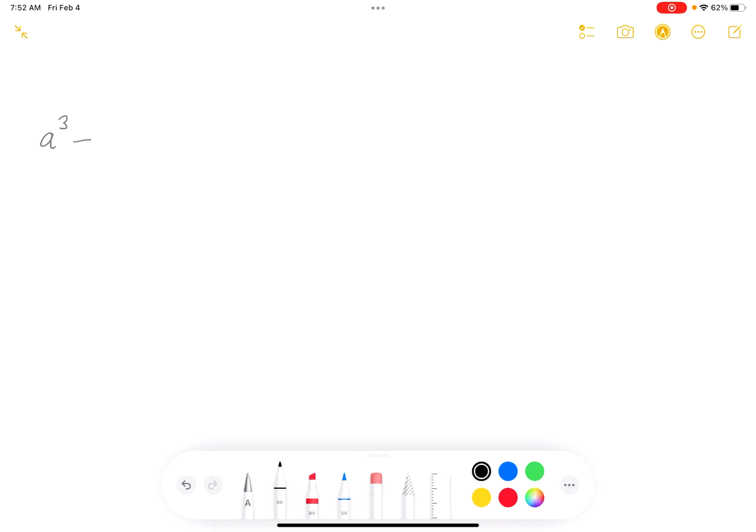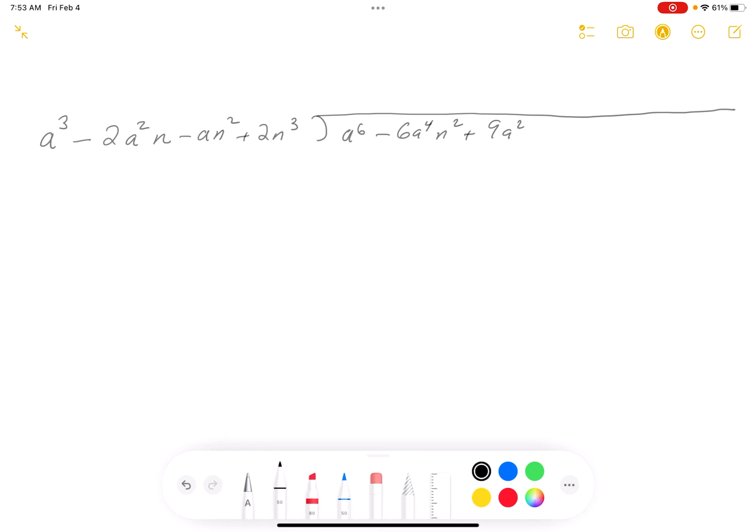So it's a cubed minus 2a squared n, and then minus an squared, and then plus 2n cubed. And I'm trying to divide this into a^6 minus 6a^4 n squared plus 9a squared n^4 minus 4n^6. Now I got to read it, make sure I copied it right.